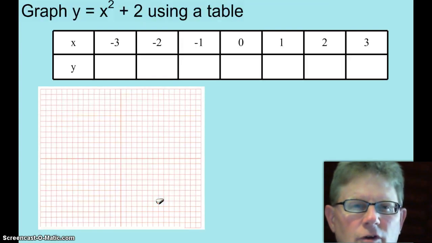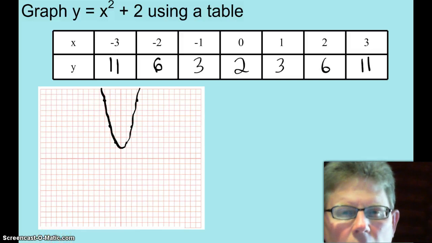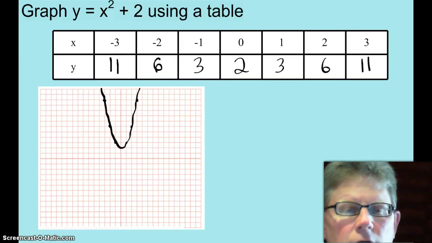Okay, the first thing that we're going to look at is how to graph a function by plotting points and then graphing. So what we're going to do is you're going to work on those points and the y values, and then plot those points and graph the parabola. Pause while you're doing this and then hit play to check your answers with mine. And there are my plotted points, and there is the graph of my parabola.